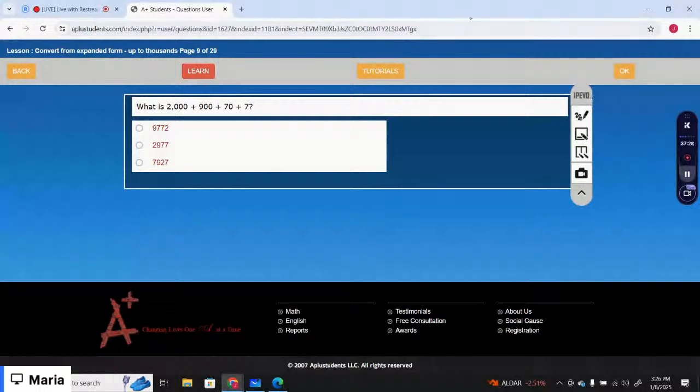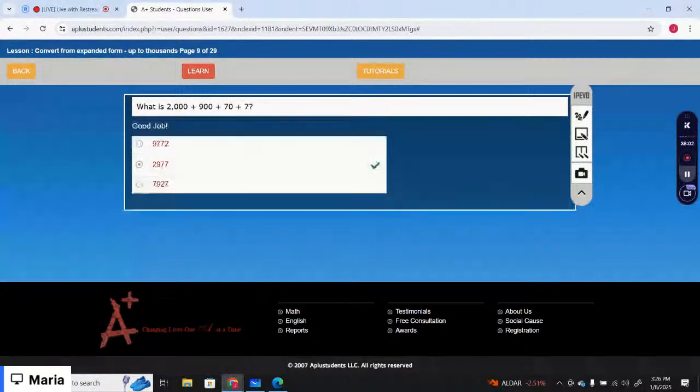What is 2,000 plus 900 plus 70 plus 7? Which is the correct option? Which digit do they make? Option number B is the correct option. That makes 2,977. Option number 2 is the correct option.